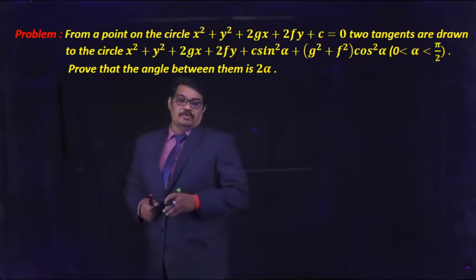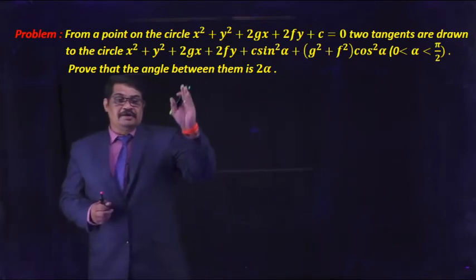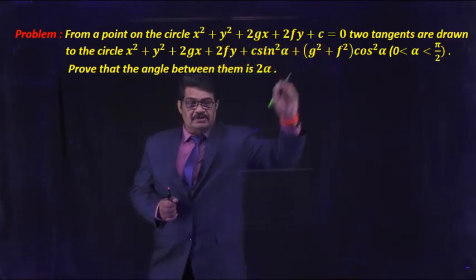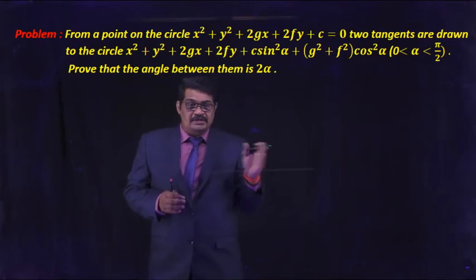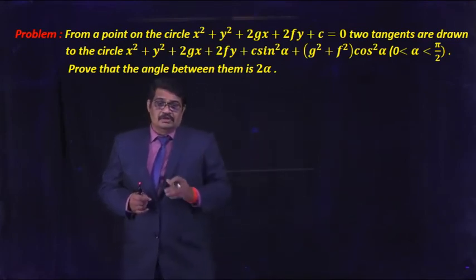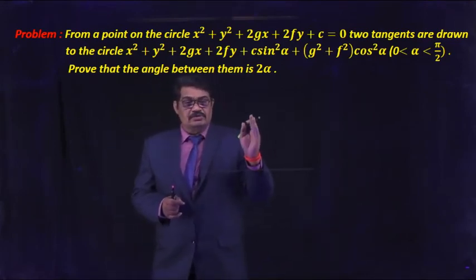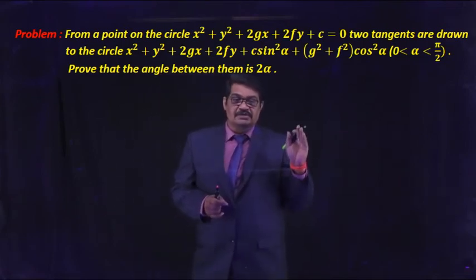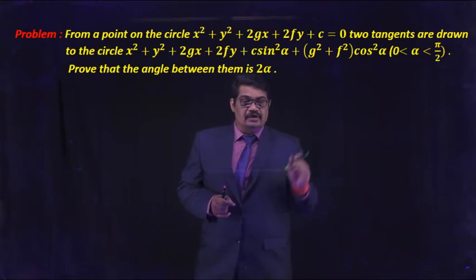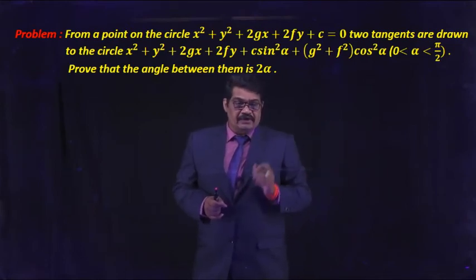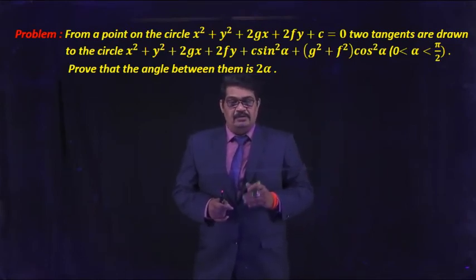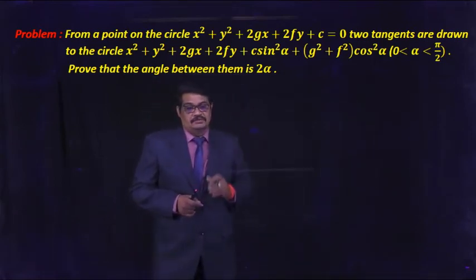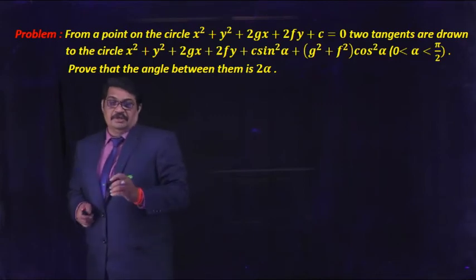See another problem. From a point on the circle x square plus y square plus 2gx plus 2fy plus c is equal to 0, two tangents are drawn to the circle x square plus y square plus 2gx plus 2fy plus c into sin square alpha plus g square plus f square into cos square alpha. Here alpha lies between 0 and pi by 2. And prove that the angle between them is 2 alpha. This is our problem. See the solution.